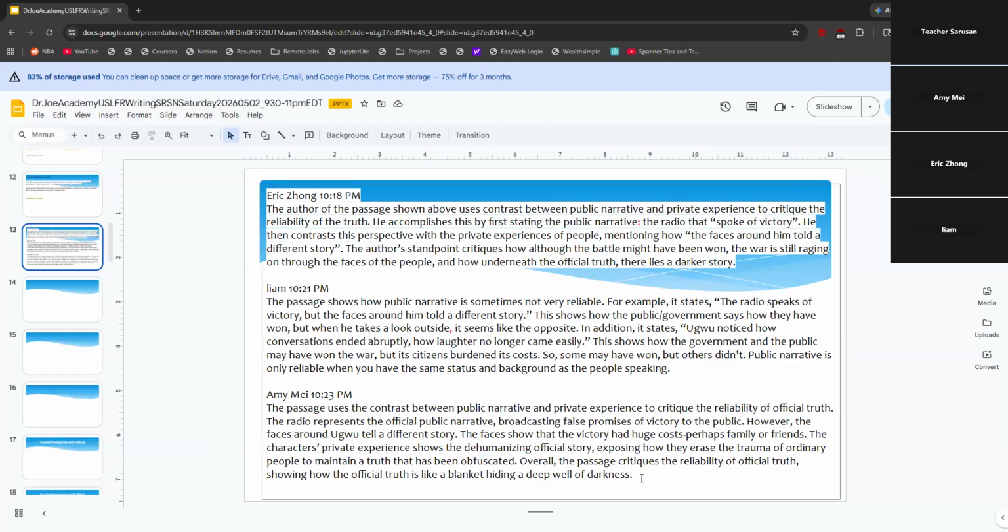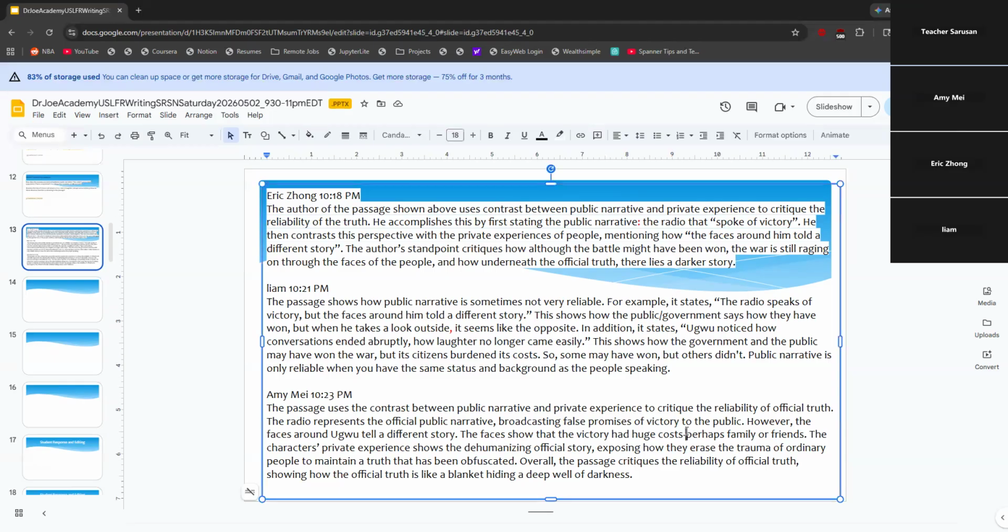Again, a really well formatted answer, and that last sentence really ties everything in nicely. It's a great closing sentence. So the passage uses the contrast between public narrative and private experience to critique the reliability of official truth. The radio represents the official public narrative, broadcasting false promises of victory to the public. However, the faces around Liu Gu tell a different story. The faces show that the victory had huge costs, perhaps family or friends.